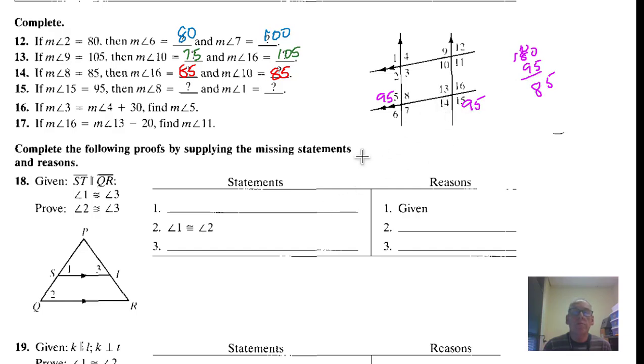So 85 is going to be the measure of, let's see where we're at. Measure 15 is 95. So the measure of angle 8 is going to be supplementary to 95. So that's going to be 85 degrees. And the measure of angle 1 then is going to be 95 because that's a corresponding position angle with angle 5. It's going to be 95 degrees. Let me erase these and go to the next one.